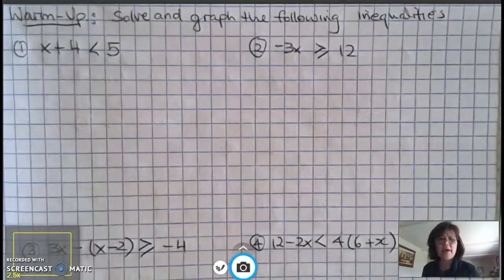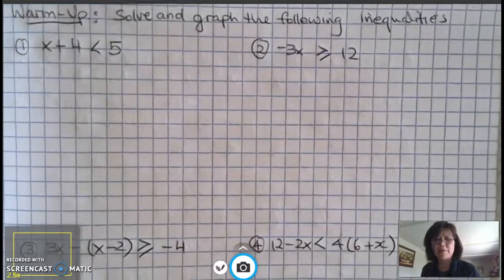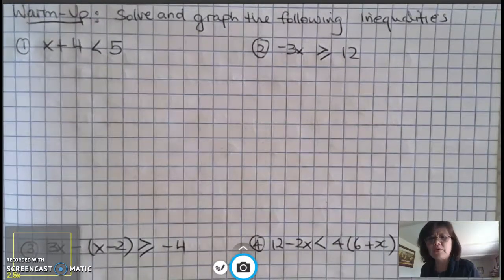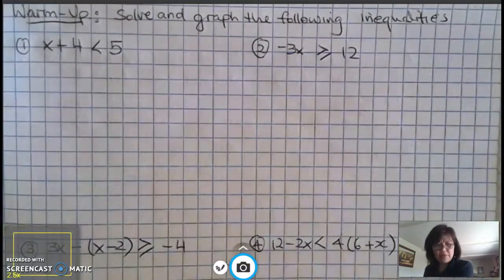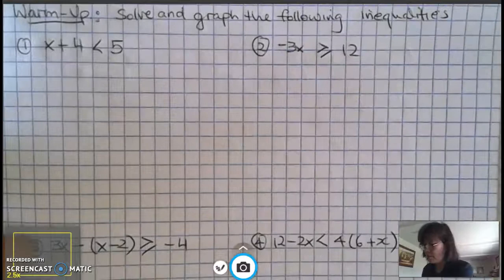Okay, so at this point you have the 4 problems. So I suggest you solve them. You pause the video now and solve them. I am going to walk you through the answers in 3 seconds, but at this point you should pause the video and do the warm-up problems so that you know what you can do. Okay, the answers are in 3, 2, 1.